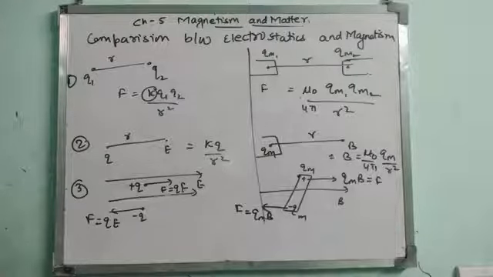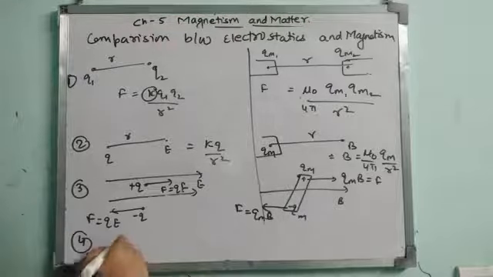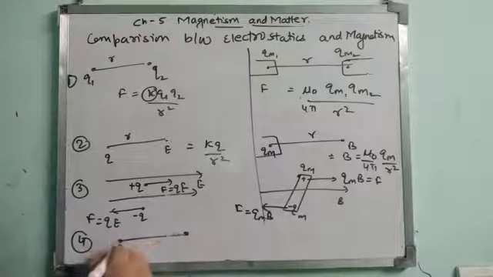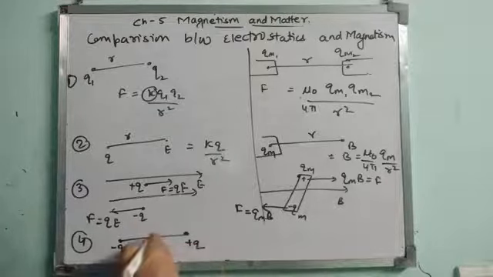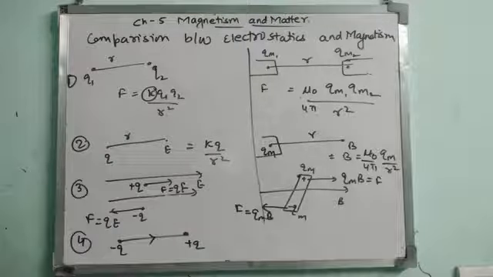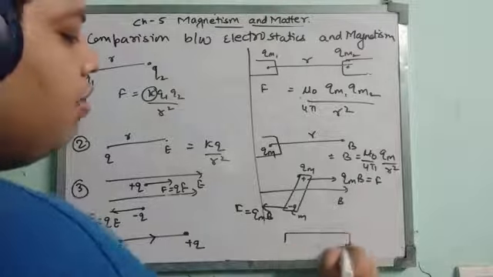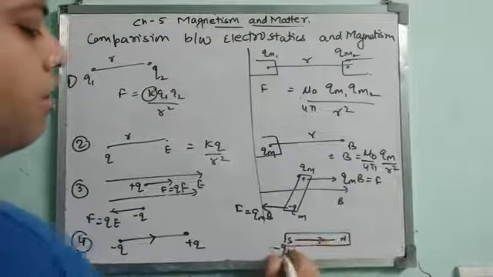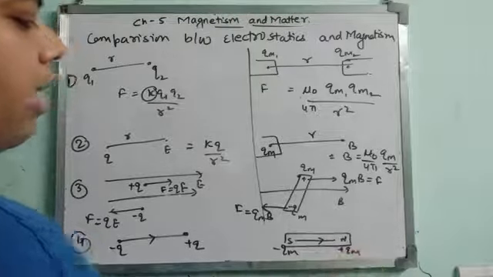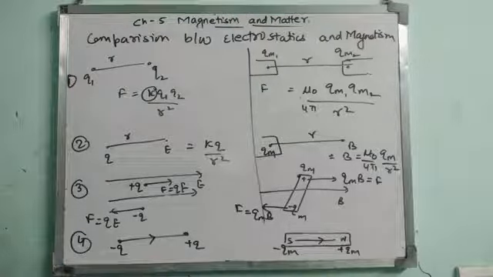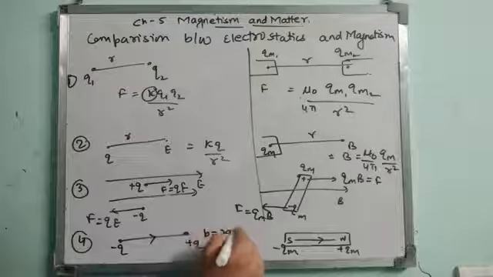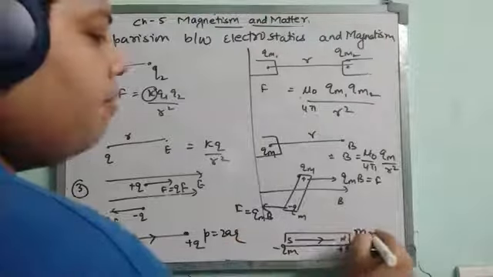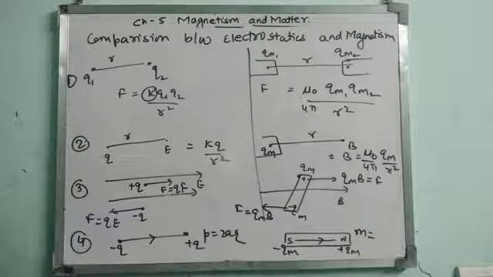In case of dipole, we have two charges and the direction of dipole moment is from the negative charge to positive charge. Similarly, in case of bar magnet, the direction of dipole moment is from the negative pole strength to positive pole strength, that is south to north. P is equal to 2aq. Here the symbol is M.